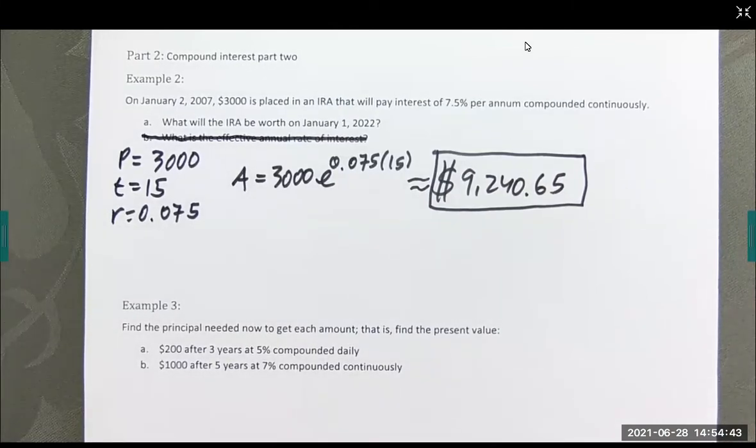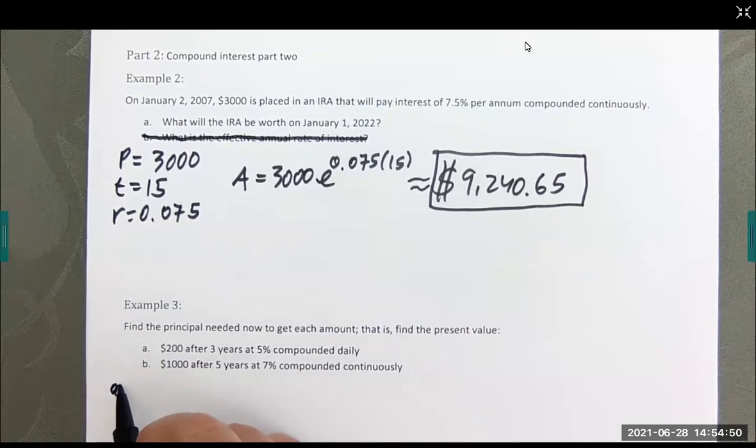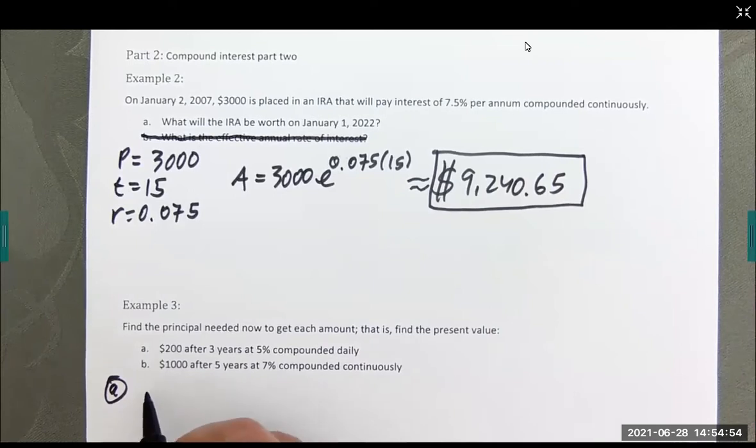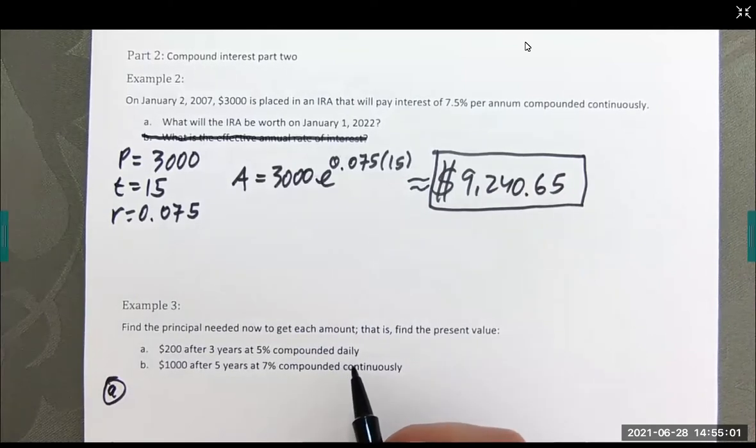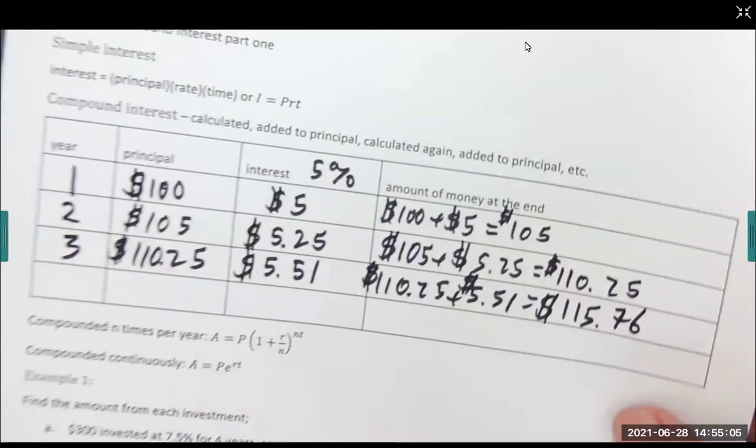All right, find the principal needed now to get each amount, that is, find the present value. So part A. We want $2,000, so that's A. And compounded daily, so we're using the other formula, where n is 365 in this case.